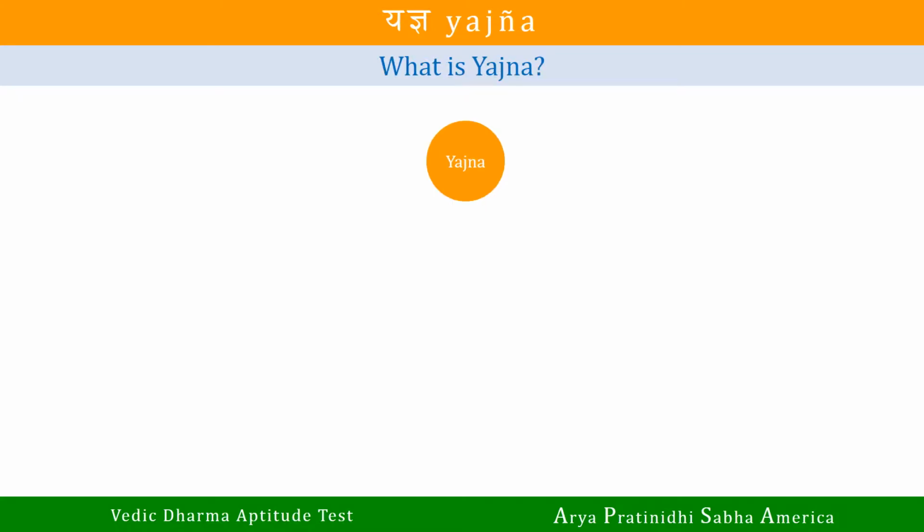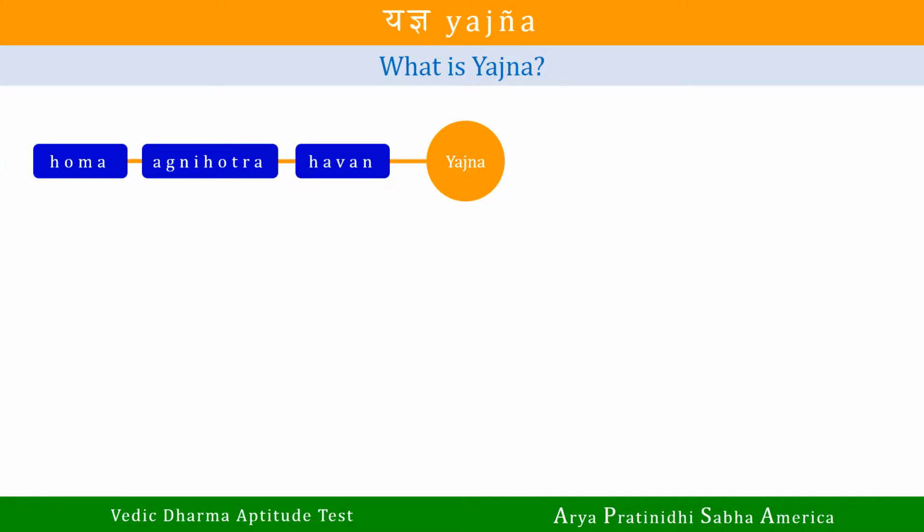Dad, what are you working on? Preparing for a VDAT2 session for my young friends. What's the topic? Never mind, I just noticed it's Yajna. Yes, did you know Yajna is known by many different names? Yeah, a few of them are Homa, Agnihotra, and most common to me is Havan.